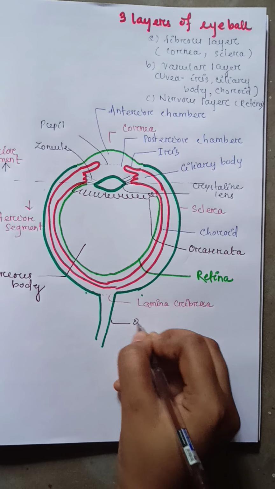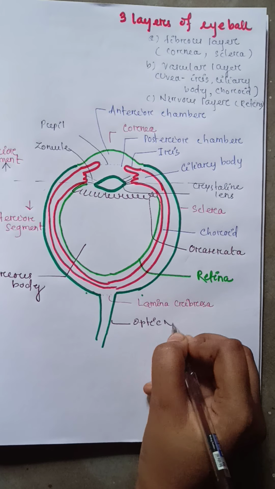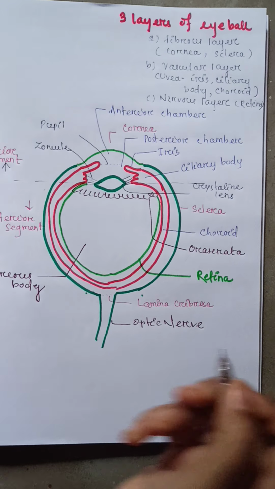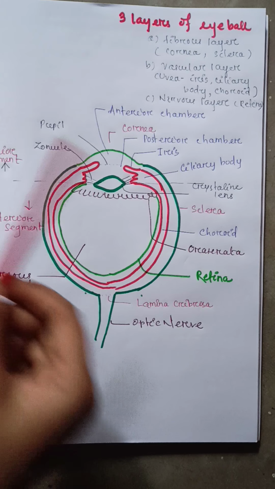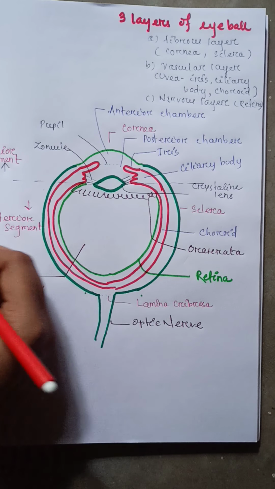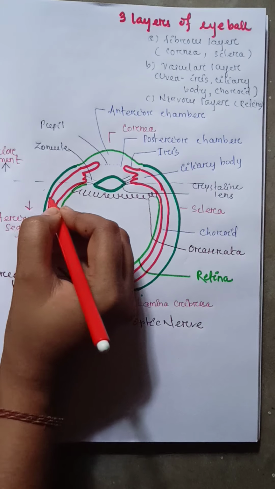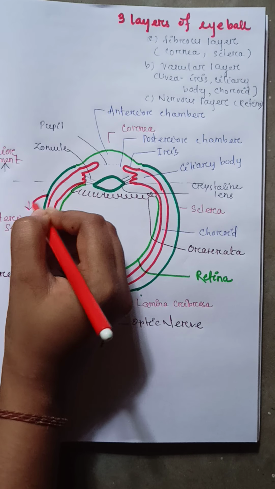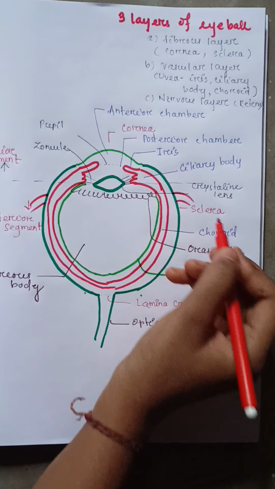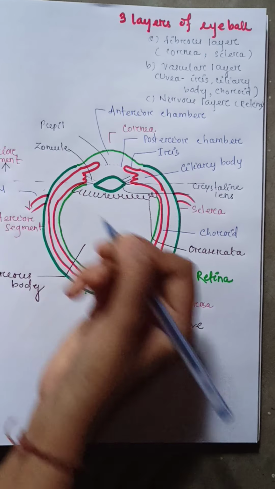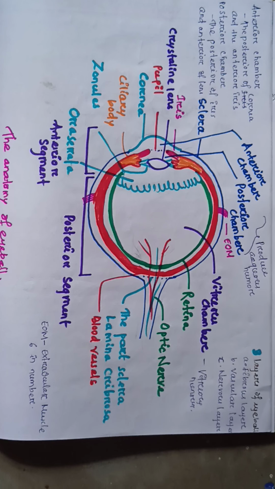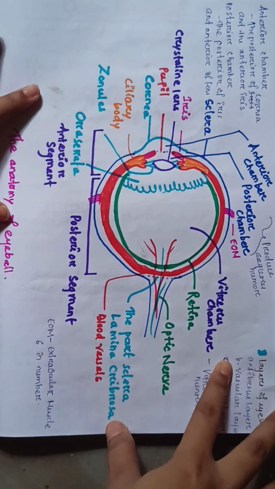So this is the optic nerve. And one important part I left here, that is the extraocular muscle. There are 6 extraocular muscles. So here I can show 2 of them. This is the extraocular muscle, or I can write it as EOM. So we discussed how we can draw. This is, we can say, the summary diagram.